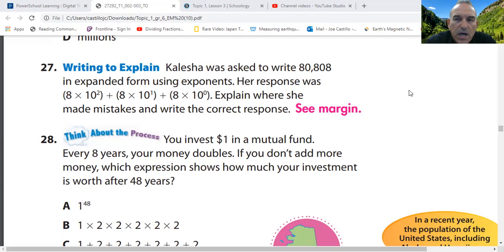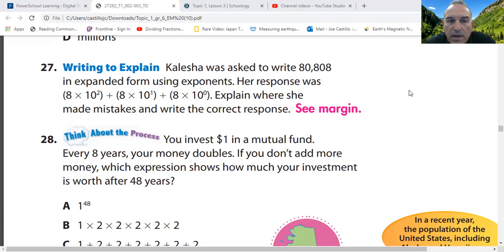This is a very common kind of question that is on tests that you might take in class and at the end of the year, the state test. You're asked to look at what somebody else did and figure out where they made a mistake. Here's how I would want you to solve this problem. You see that large number, 80,808. You also see Kalisha's response.